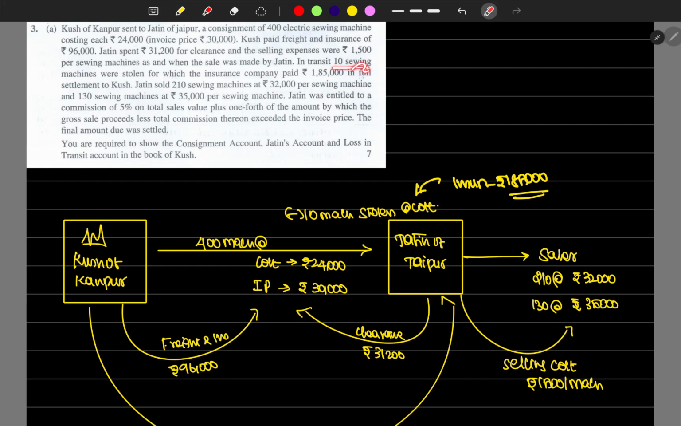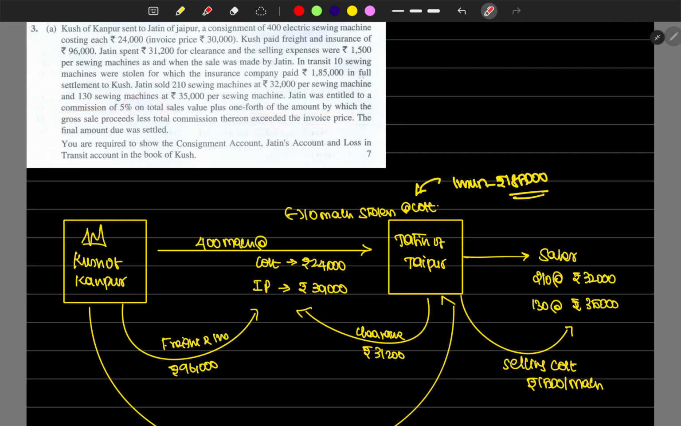In transit, 10 sewing machines were stolen, for which the insurance company paid rupees 1,85,000 in full settlement. Jatin sold 210 sewing machines at 32,000 per sewing machine, and 130 sewing machines at 35,000 per sewing machine. Jatin was entitled to a commission of 5% on total sales value plus 1/4 of the amount by which the gross sale proceeds, less the commission already paid, exceeded the invoice price.